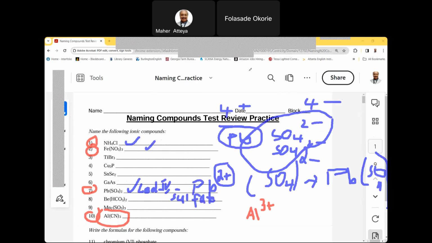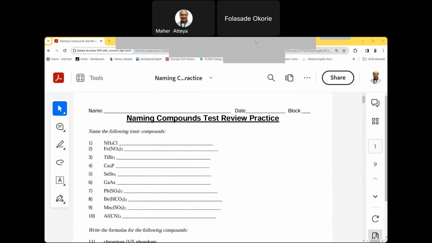Okay, last one. It will be in the recording, so you can go back and take a snapshot of it later on. But let's do the other one. Okay. Number 10. Yeah, let's do number 10.